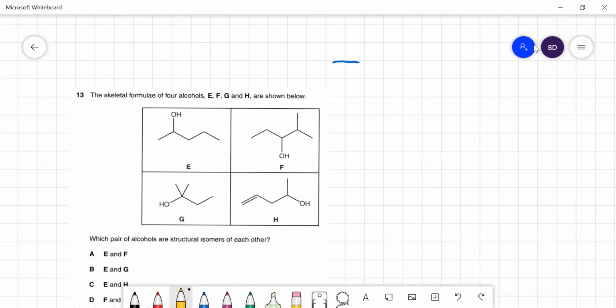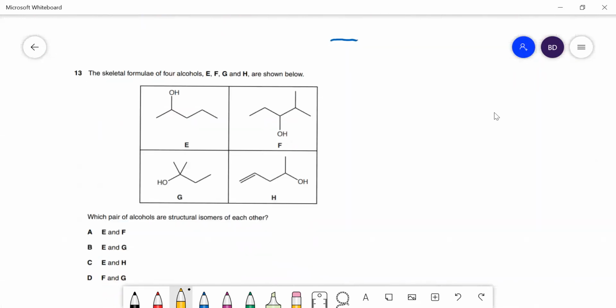Okay, 13. Skeletal formulae of 4 alcohols are shown below. Which pair of alcohols are structural isomers? So that means they've got to have the same molecular formula. Okay, so straight away we can get rid of H because that's got a double bond in it, so that's going to have a different ratio of carbons to hydrogens to all the other ones which are saturated. Now we need to just count up the number of carbons in them.